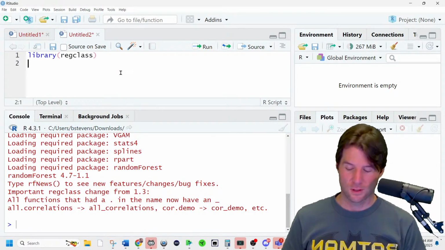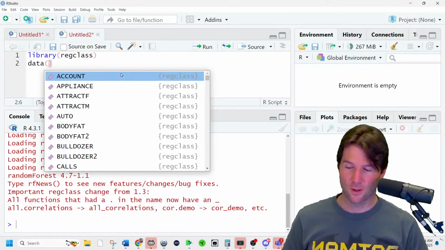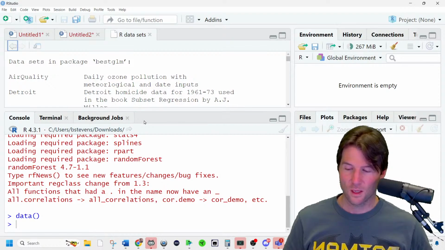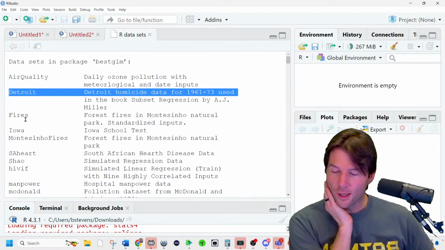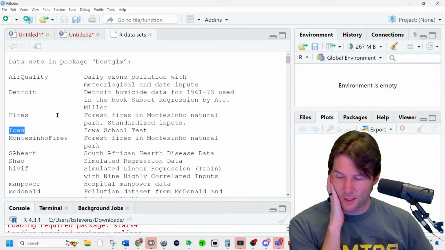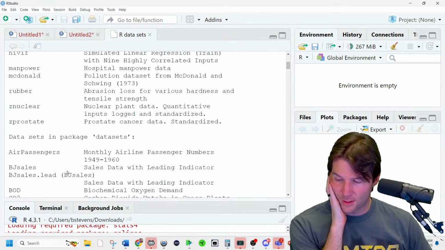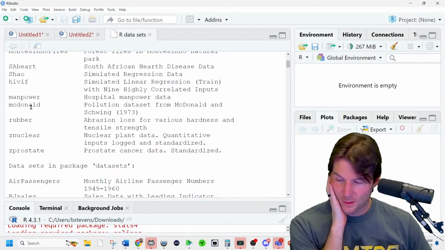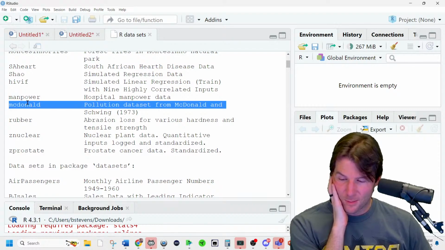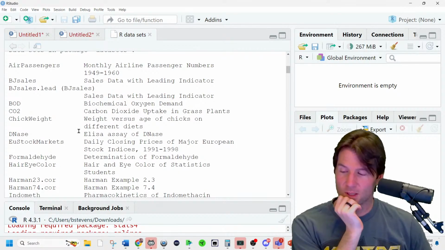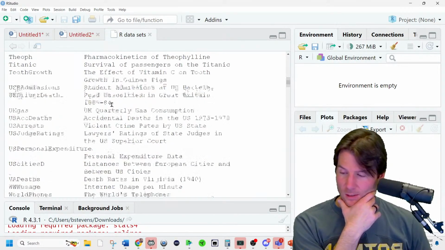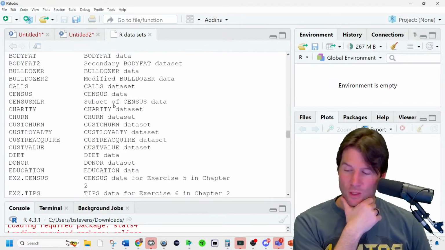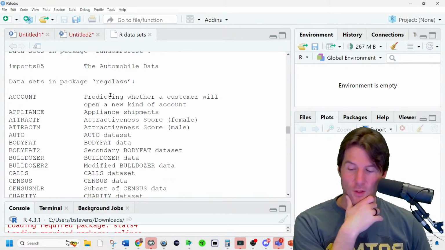You may not know this, but you already have data inside of R. You've got all these data sets here. You've got Detroit Become Human right there. You've got fires. You've got Iowa in your data. You've got McDonald's, a pollution data set from McDonald's. And you've got Titanic data. If you go down here to the reg class package, you can see data sets right here.